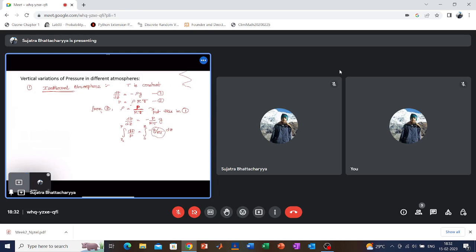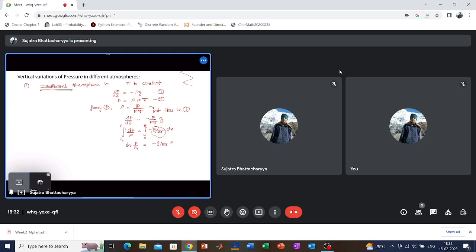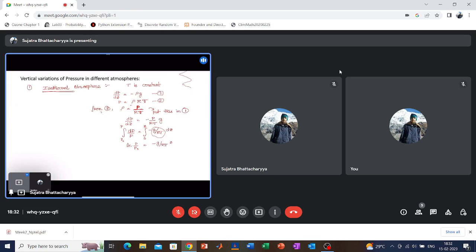Okay. Now this integration is easy, it's just log of P by P0, and this will be minus g by RT, and dz integration will be z. Simple. Okay. So we can write this as P is equal to P0 e to the power minus g by RT into z. Or we can write P is equal to P0 e to the power minus z by H.